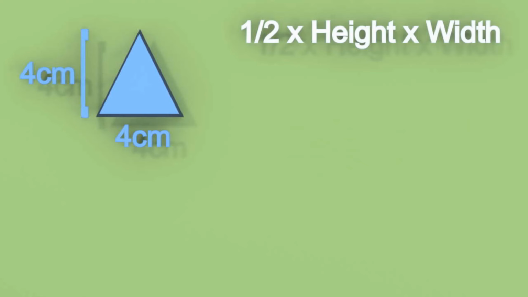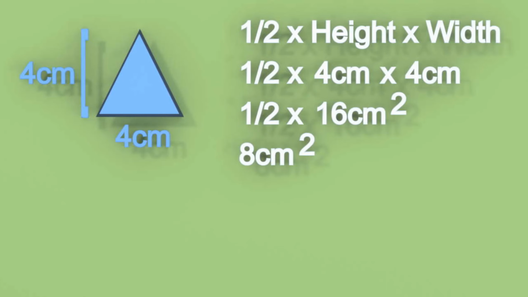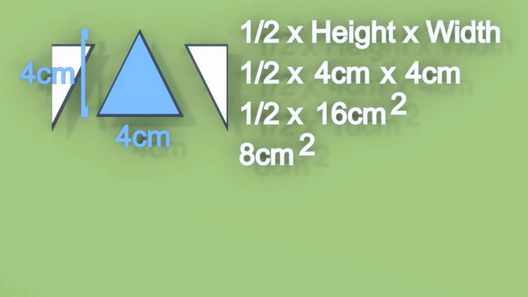Let's calculate the area. The height times the width is 4 times 4, which is 16, and half of that is 8 square centimetres. And now for the why. To make the rectangle, we first have to make a copy of the triangle. We split this in half, separate the left and the right, and then stick them on top of the original triangle.